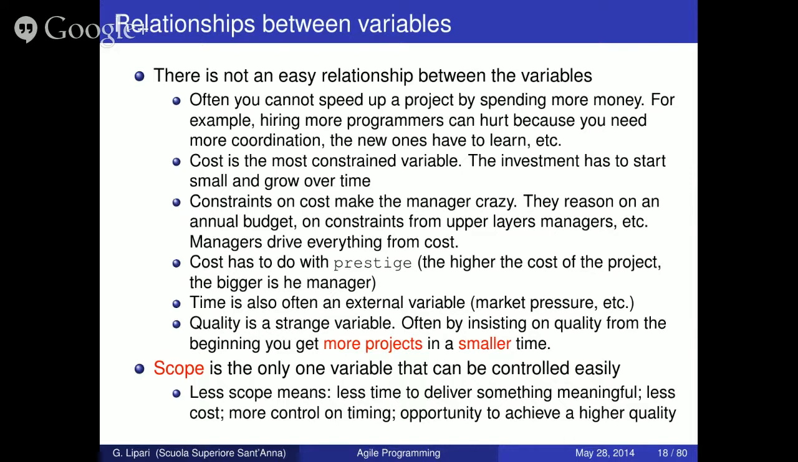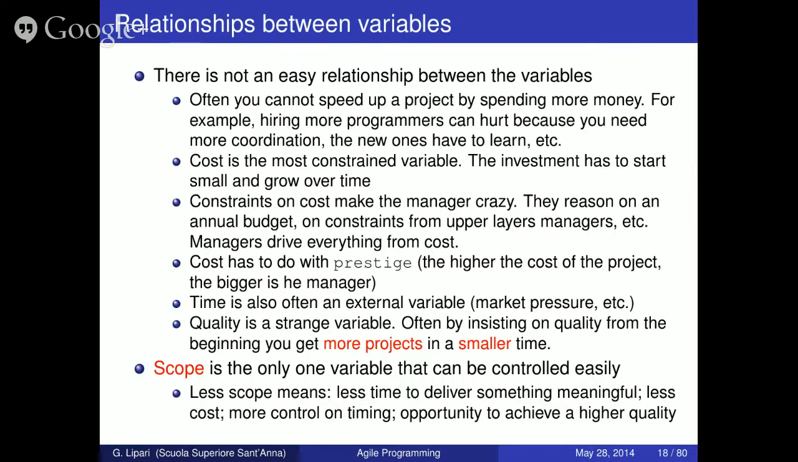In fact, Kent says that cost is the most constrained variable. The investment has to start small and grow over time. So you have to start with a small group, develop something, and then slowly increase the team and increase the amount of time you are going to spend.